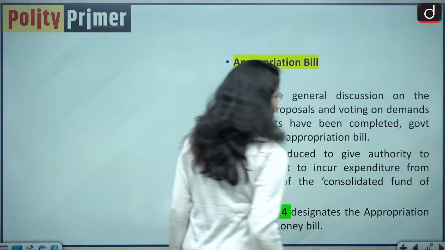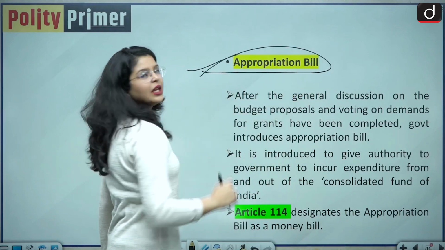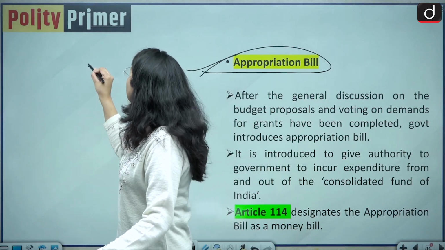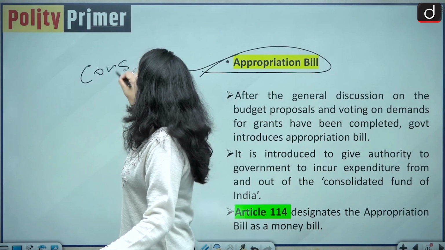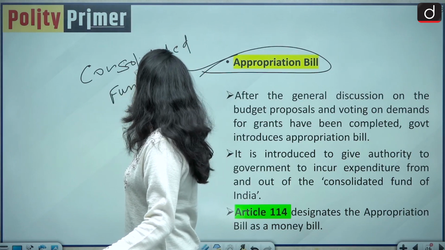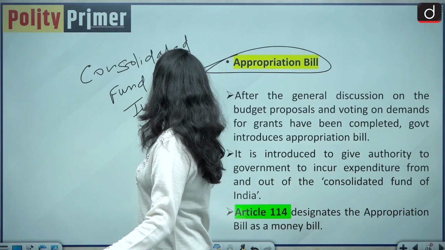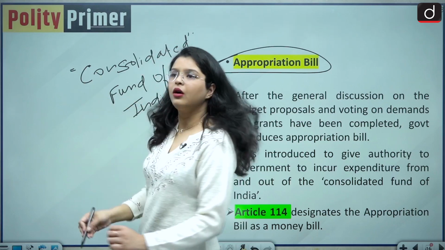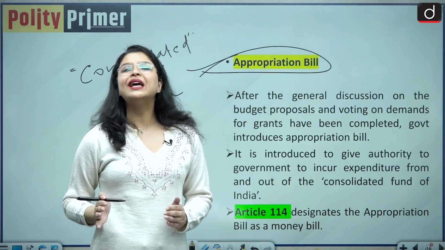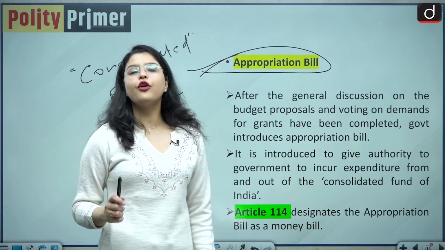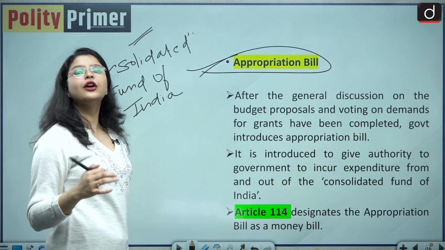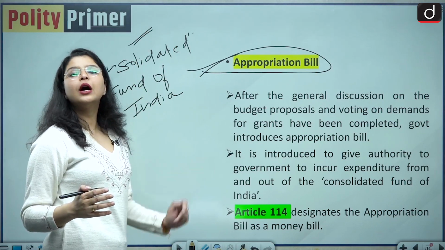Moving forward to the Appropriation Bill. And why is this Appropriation Bill important? Because you will not be able to withdraw the funds from Consolidated Fund of India without passing this appropriation bill, and that is why it forms an integral part of the passing of the budget. You cannot withdraw any amount from the Consolidated Fund of India for utilizing it without passing an appropriation bill.